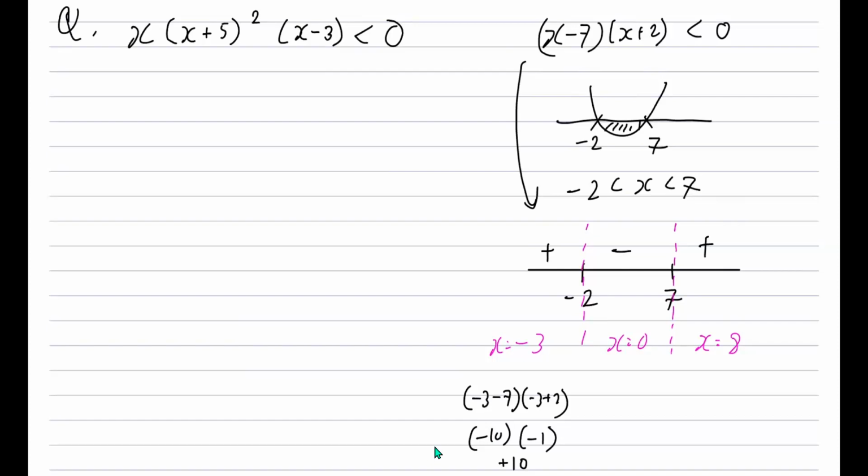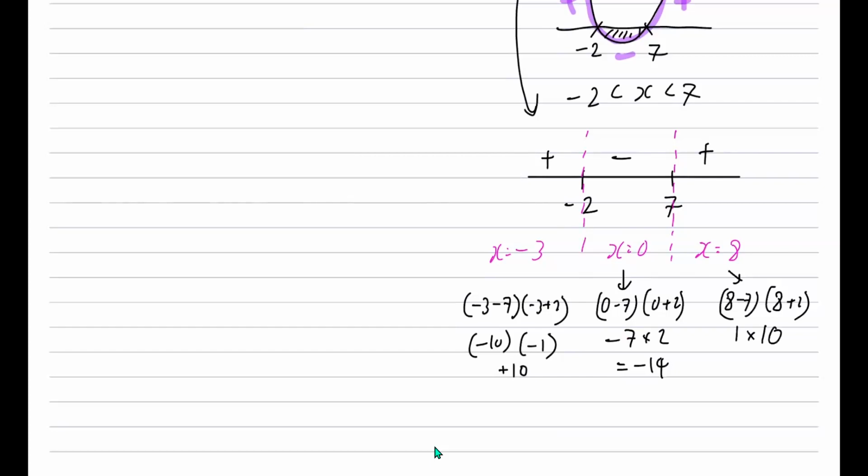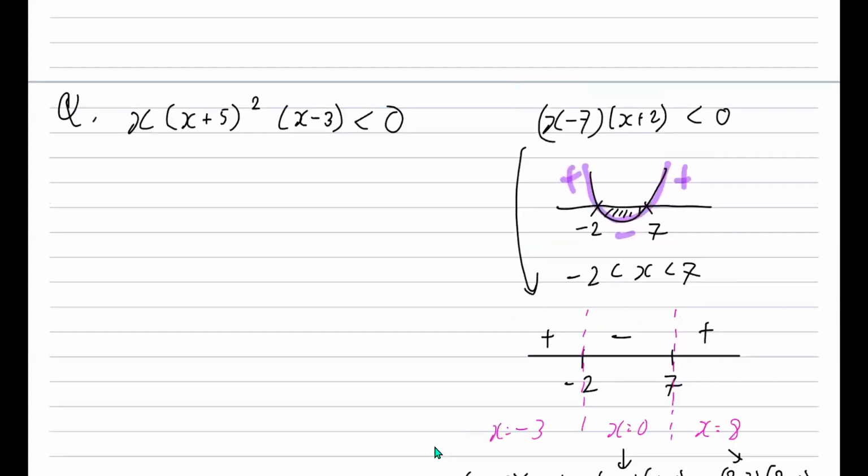How do I know that? Because I see the graph. Above, below, above. That's a hack, huh? Of course, the official way to do it for the sign test is really to sub it. Really legit, you need to sub it. Okay, let's just do it for demonstration. 0 minus 7 times 0 plus 2, -14. The sign is more important, the 14 not so important. Then 8 minus 7 times 8 plus 2, you get +1 times 10, which is +10. So positive. Then from there, you want to figure out which part is less than 0, right? Clearly, the negative part is here, so -2 to 7.